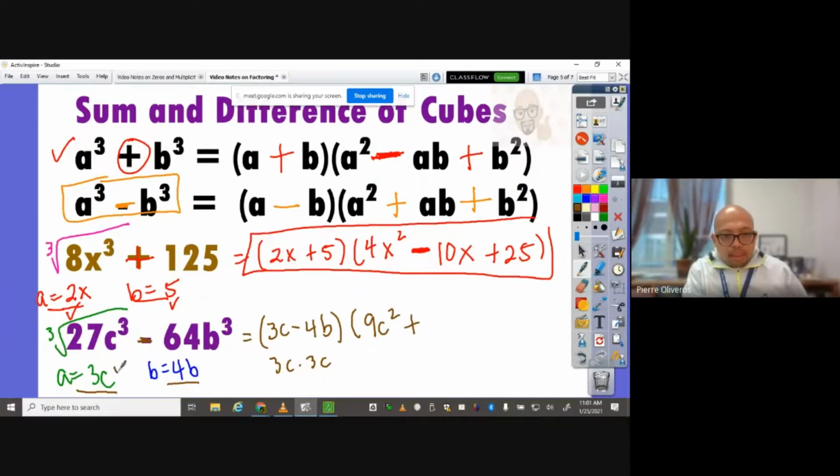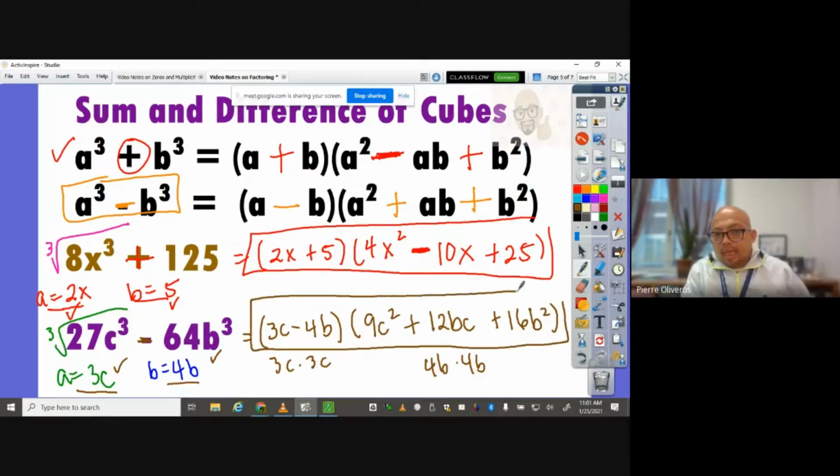You multiply 3c and 4b, that will give me 3 times 4 is 12. You can multiply c and b even though they're not like terms. Like terms is only for adding and subtracting c and b. So write c and b, or some teachers would like it to be alphabetically ordered. And then b squared is 4b times 4b, that will give us 16b squared. And that is the factor of 27c cubed minus 64b cubed.